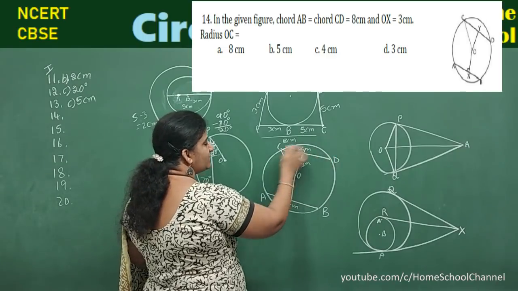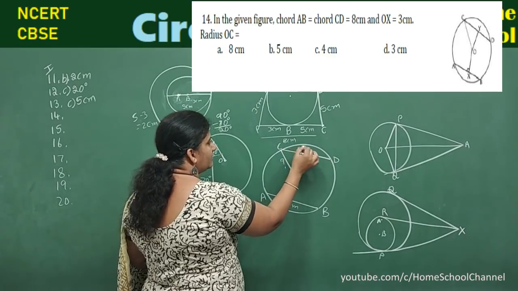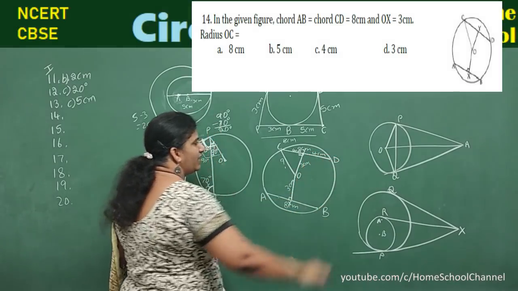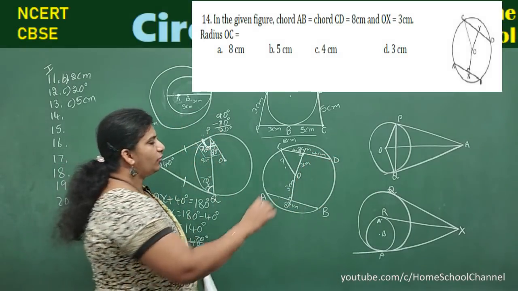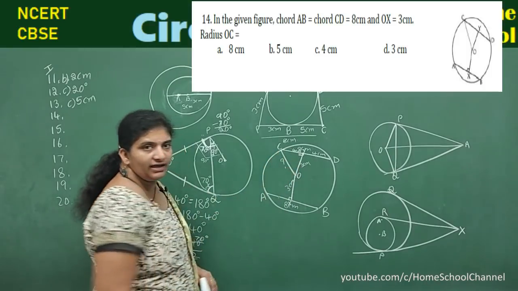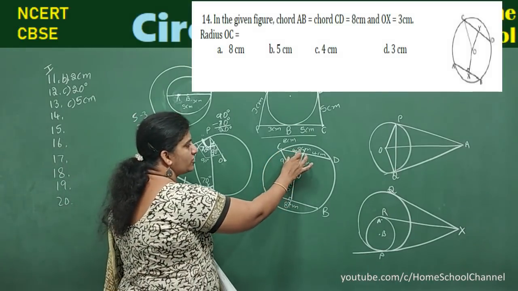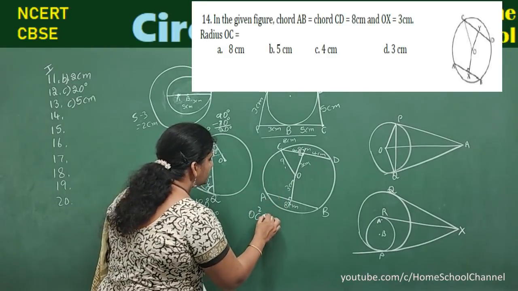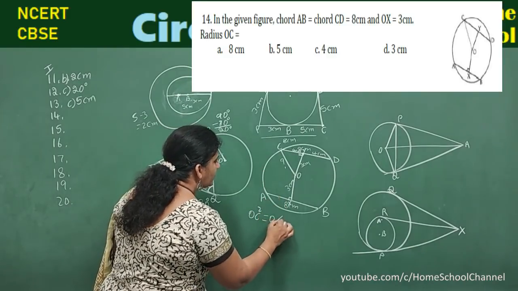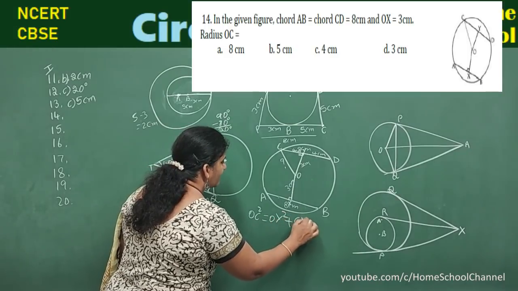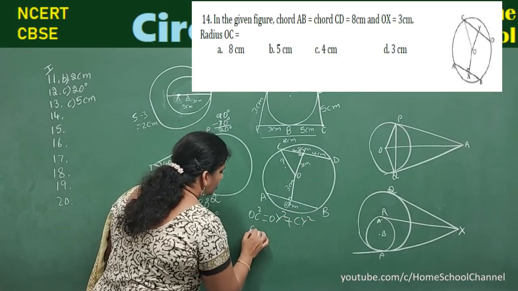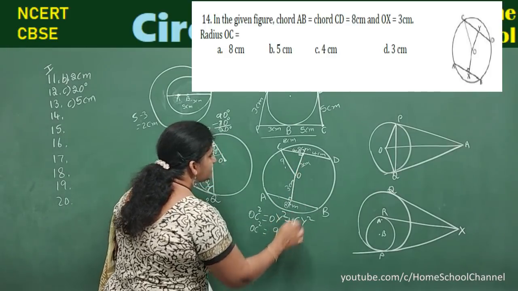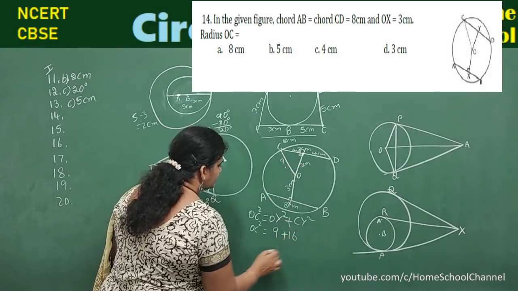That means, if this is 8 centimeter, then CY length will be 4 centimeter and YD length will be 4 centimeter. Now, you can see a perfect right triangle. Apply Pythagoras formula for this. That is, OC is the hypotenuse. OC square is equal to OY square plus CY square. OC we don't know. OY 3, 3 3s are 9. CY 4, 4 4s are 16.